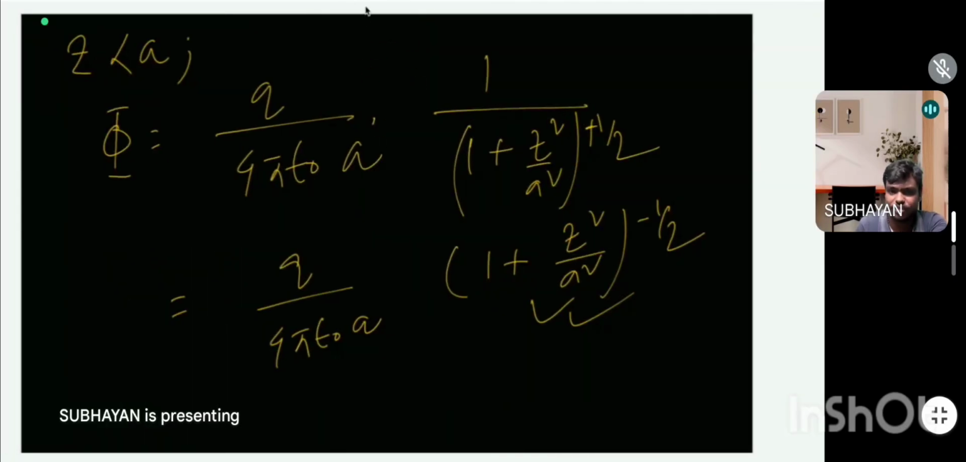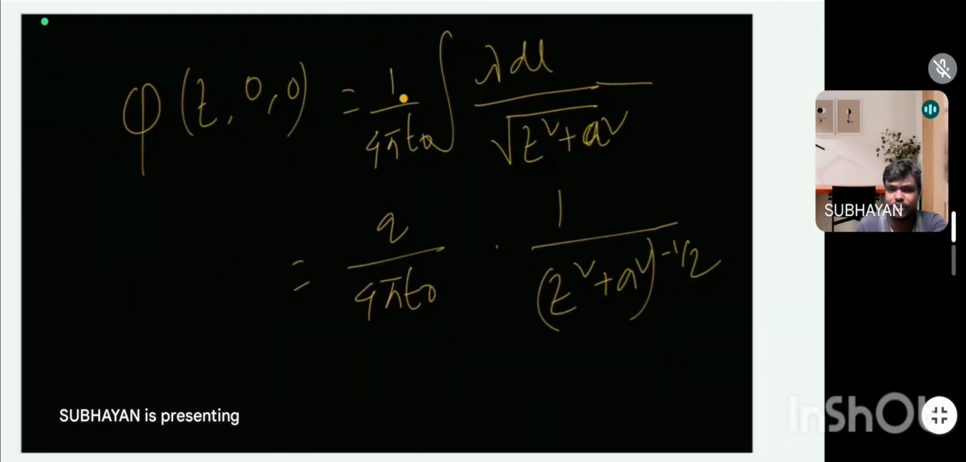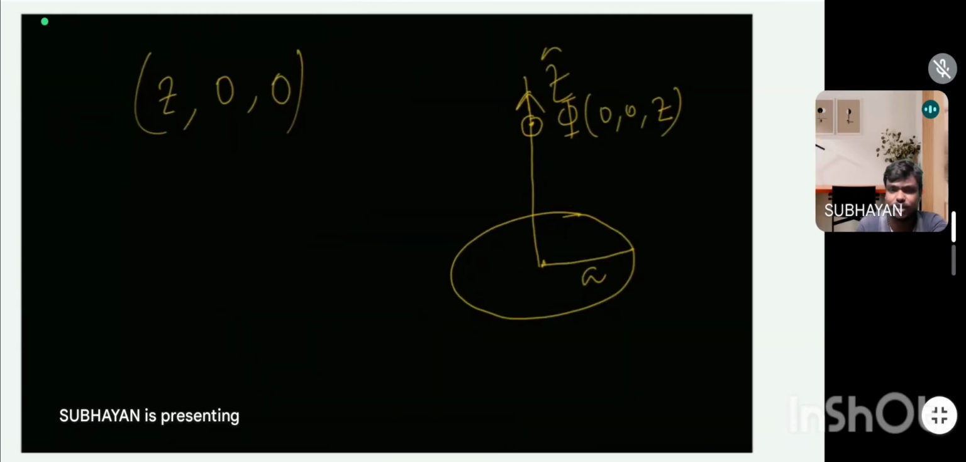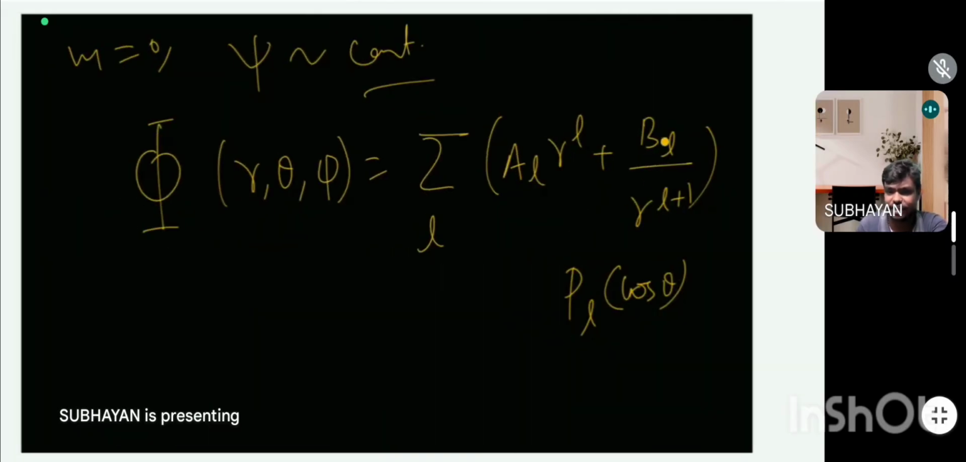Okay, and from here, these are actually the boundary conditions, and from here you can fix the A_L and B_L. A_L, B_L are nothing, just constants, and these constants can be fixed from the given boundary condition. Okay. So this one.